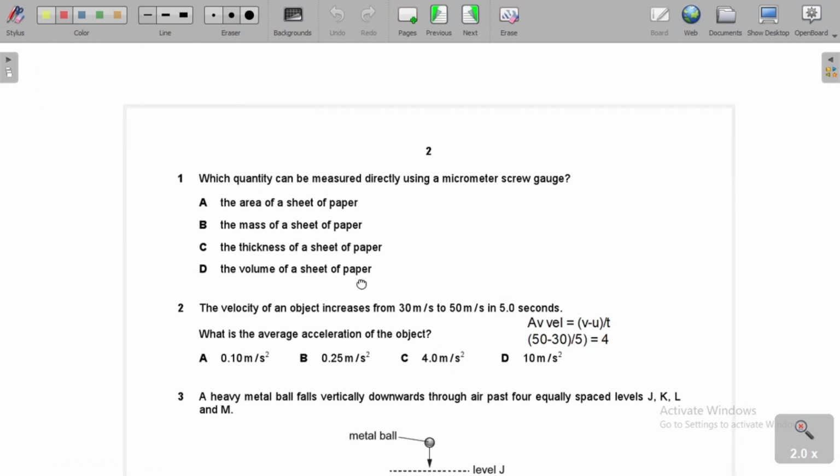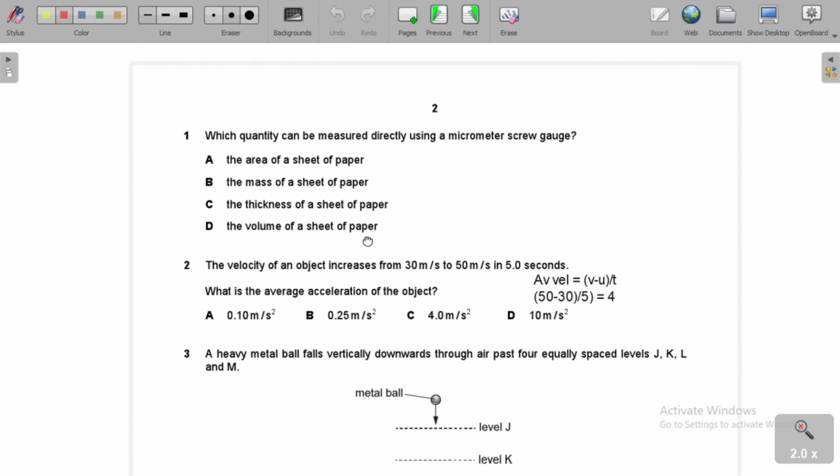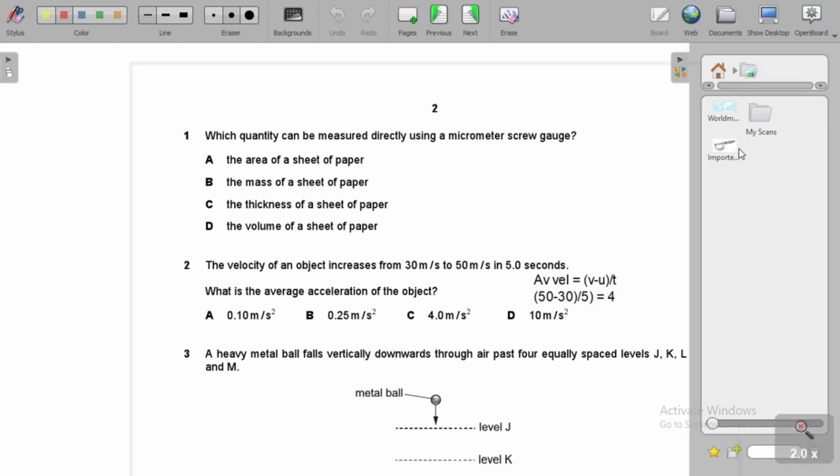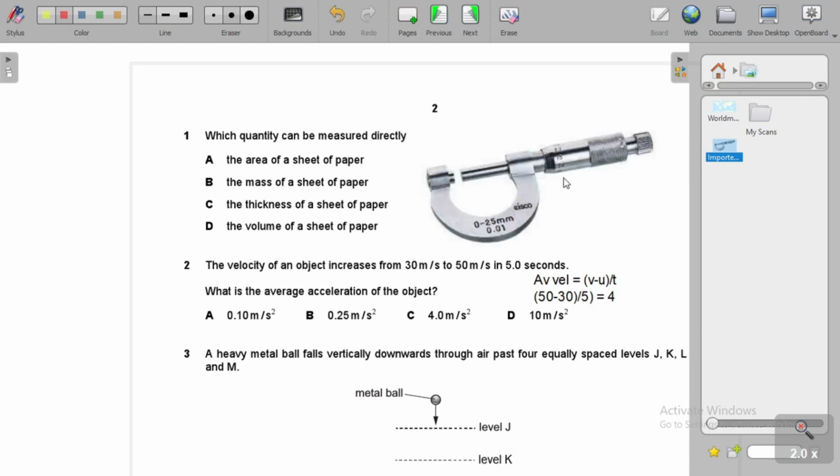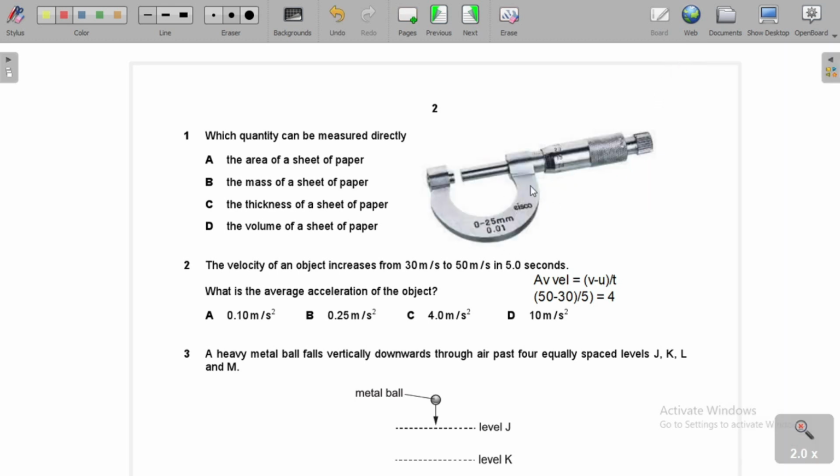Question 1. Which quantity can be measured directly using a micrometer screw gauge? Let's look at the quantities we have here. A micrometer screw gauge is a measuring instrument that is used to measure small length. Let me show you. Okay, this is a micrometer screw gauge.